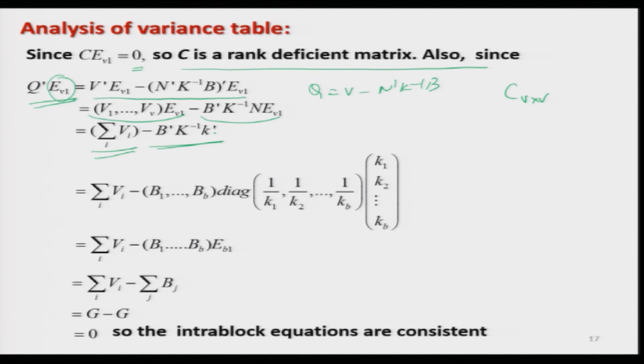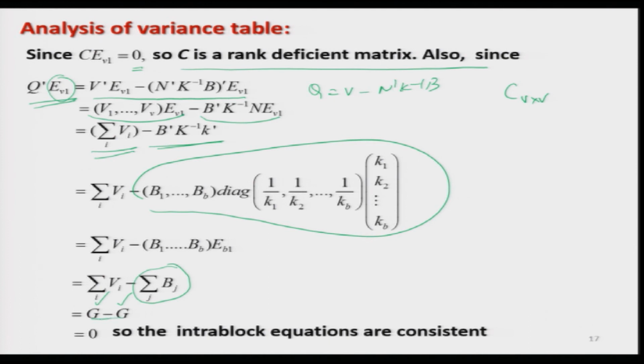transpose, right. And now in case you solve further, substitute all these values over here, and you can find that this quantity comes out to be simply summation over j of Bj, that means the sum of all the block totals. So, the sum of all the treatment totals and the sum of all the block totals is simply the sum of all the observations. So, G minus G is equal to 0. So, one can say that the intra-block equations are consistent, right.